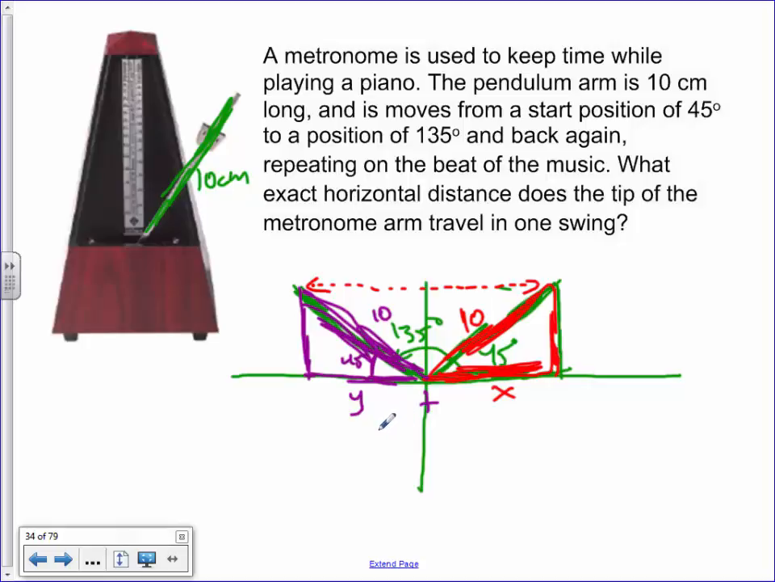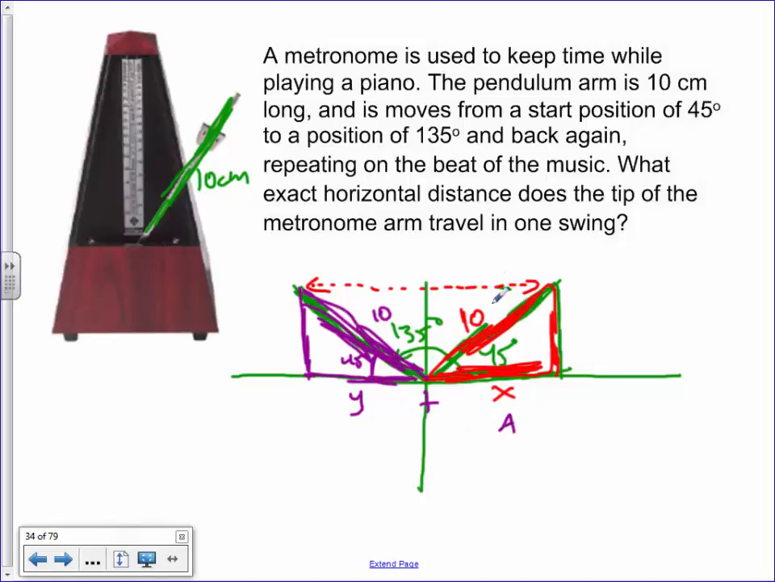Yeah, 180 subtract 135 leaves 45 degrees. Honestly, it's the exact same triangle, just symmetrical. So here's what I'm going to do: I'm going to solve this triangle for x, and then when I'm done, I'm just going to times it by 2. So how do I take this triangle and solve for x?